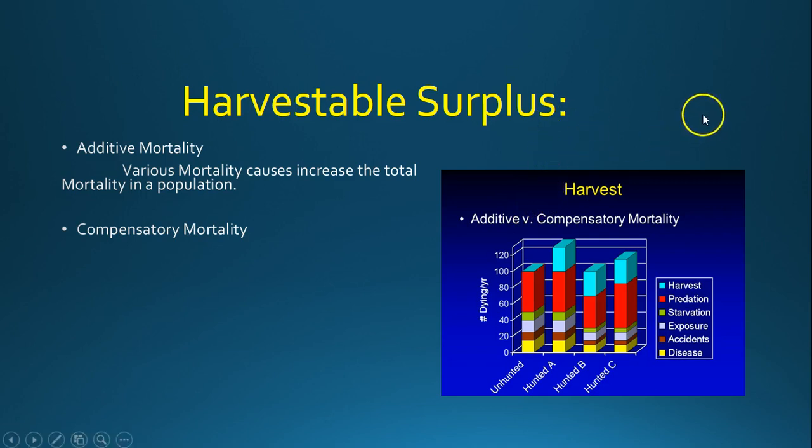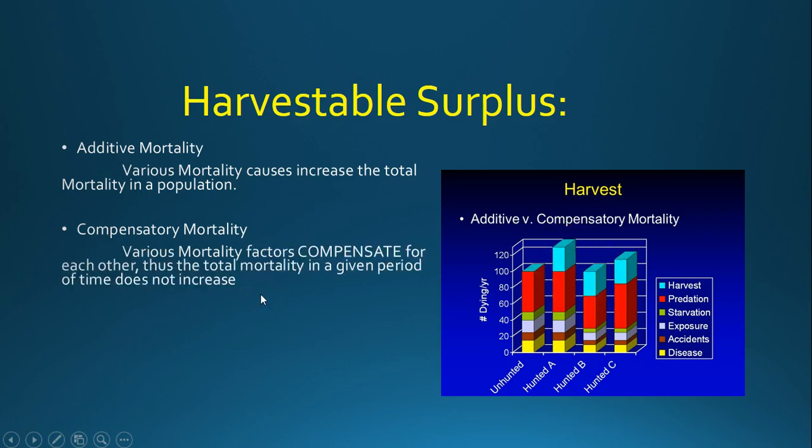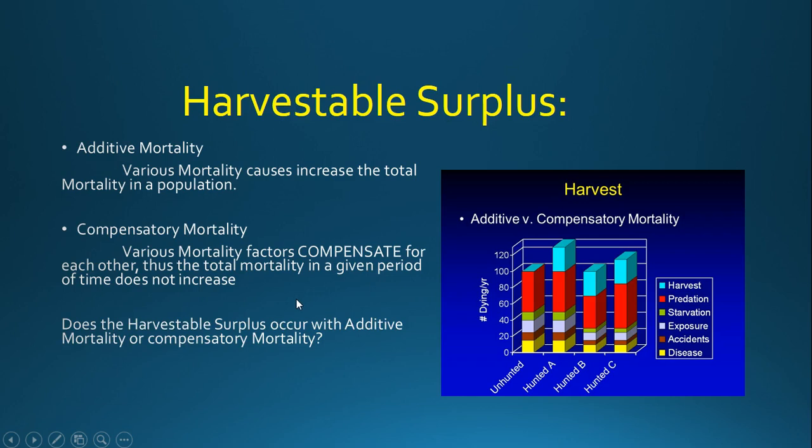And that's a pretty commonly used management strategy. If we can figure out what our mortality is for a year and decide, well, if we hunt some, does that just mean we have fewer animals dying to other causes, or are we going to add mortality to that overall population? So looking back here at compensatory mortality, think about it in that word. They compensate for each other. The different factors do. So the total mortality in a given period of time does not increase.